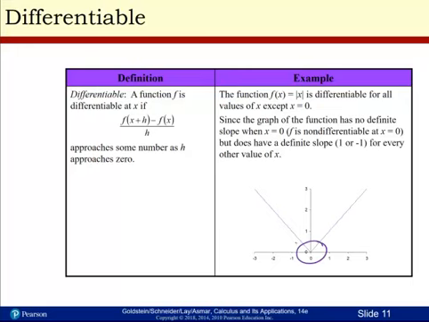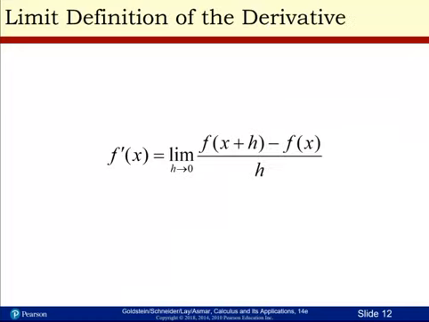Since the graph of the function has no definite slope when x equals 0, f is non-differentiable at x equals 0. But it does have a definite slope everywhere else, since differentiation has to do with slope and the derivative gives the value of the slope. It does have a slope for every value to the left of 0 and every value to the right.